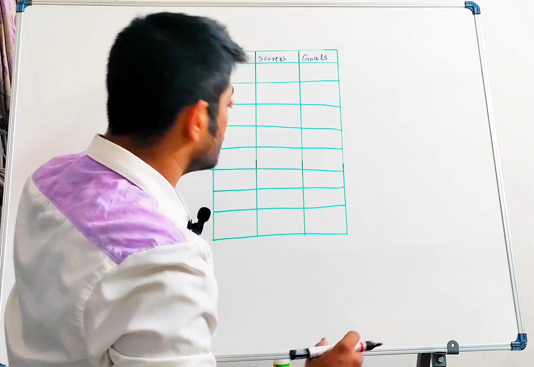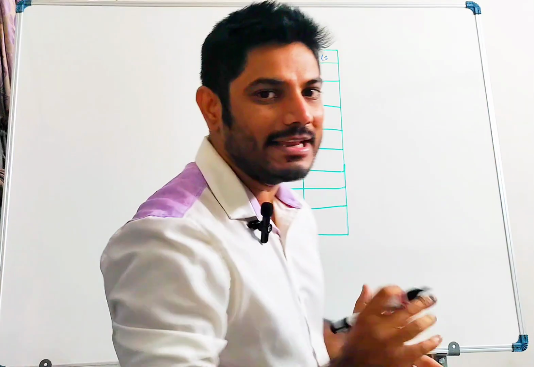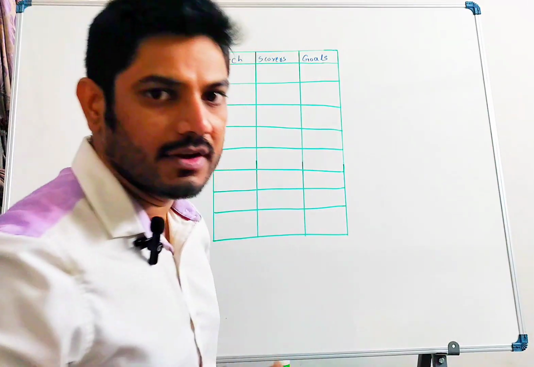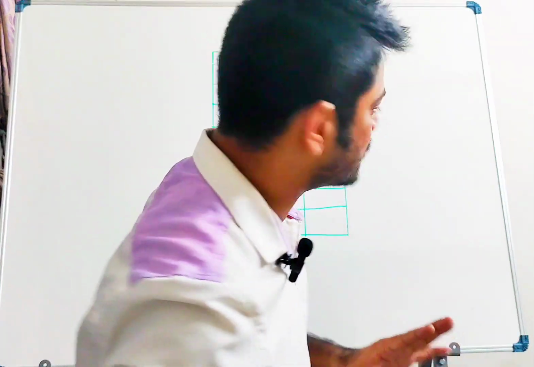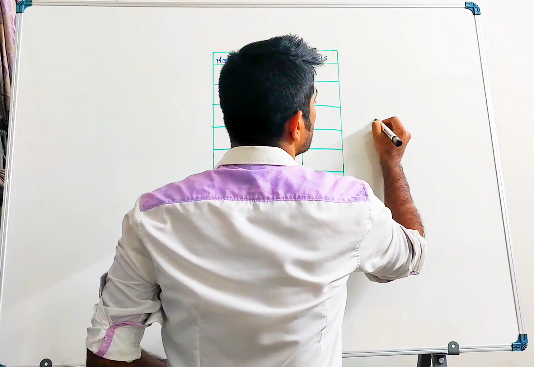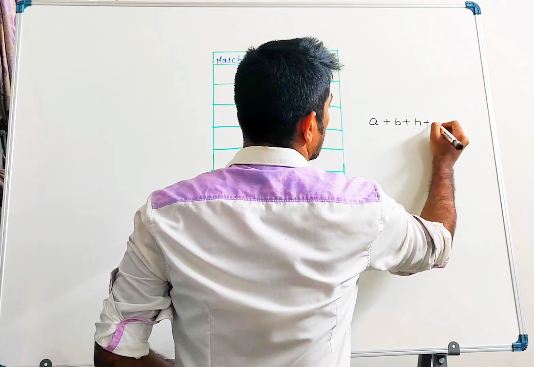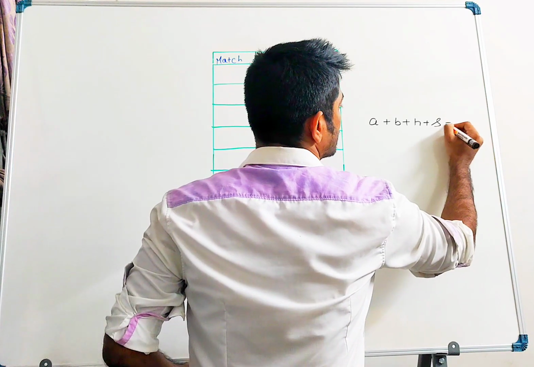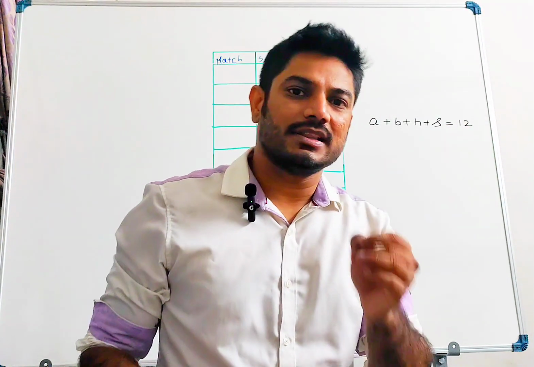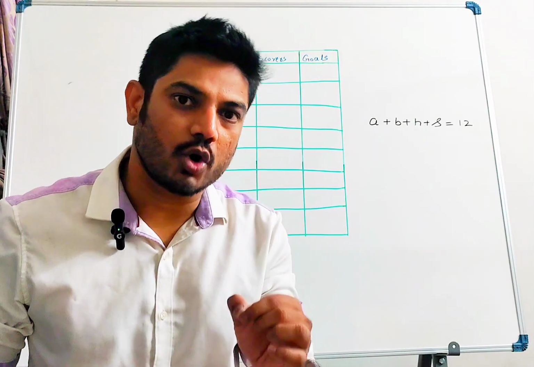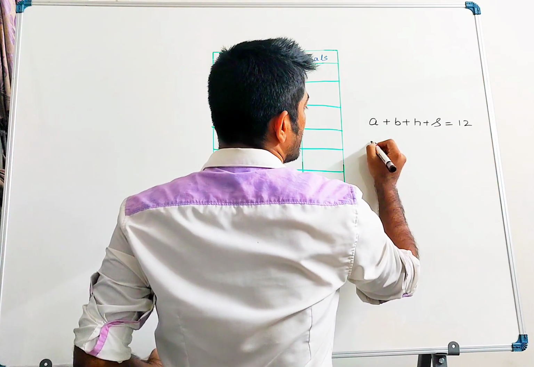Before we fill up this table, let us first analyze the number of goals scored by each and every player. It is given that a total of 12 goals were scored in all of these 8 matches, and there were 4 players, A, B, H and S. Since the total is 12, and each of them has scored at least 1 goal, let's give 1 goal to each and every player.